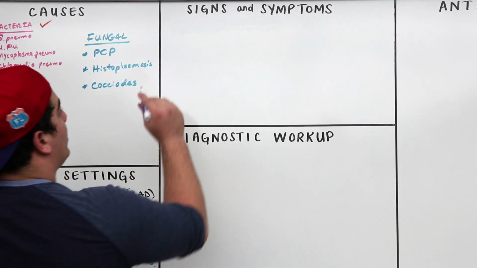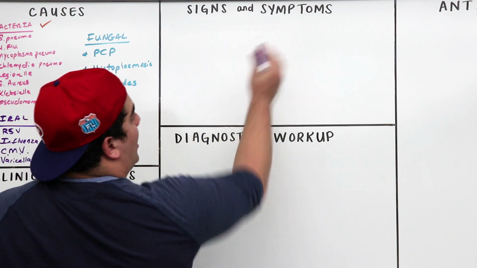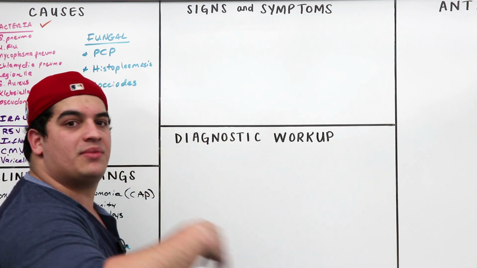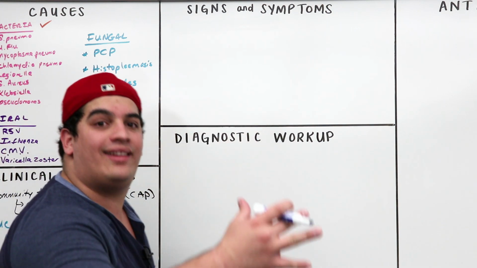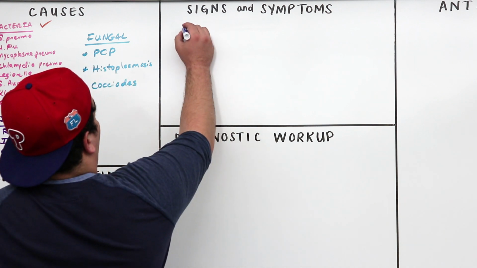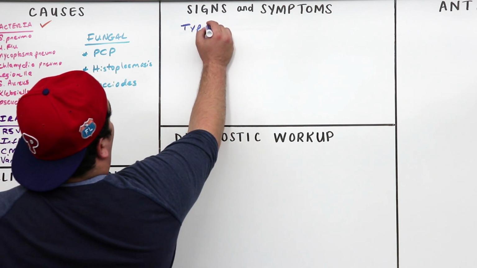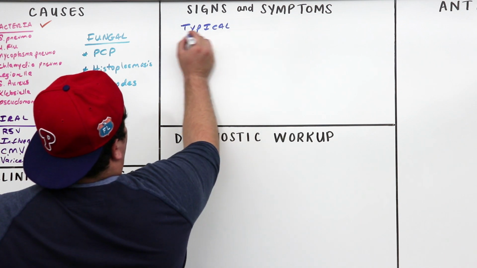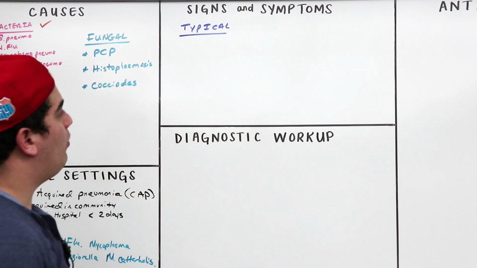All right, so what we're gonna do is we're gonna talk about the 2 different types of presentations or symptoms that can be seen with someone with typical and atypical pneumonia. Now, we've already talked a lot about the typical things that we'll see here. So what have we said?